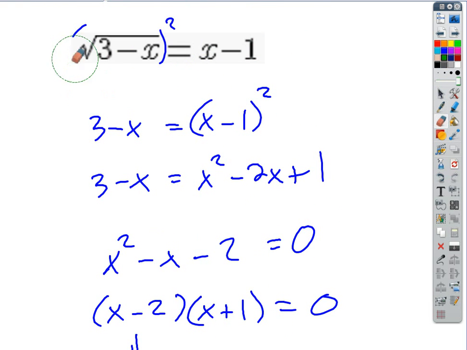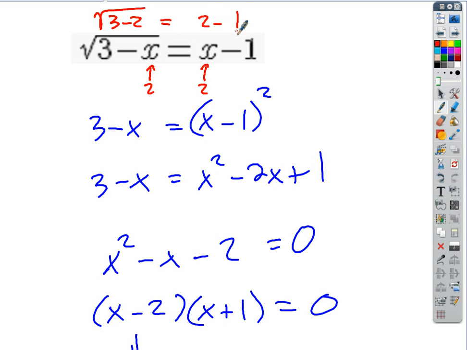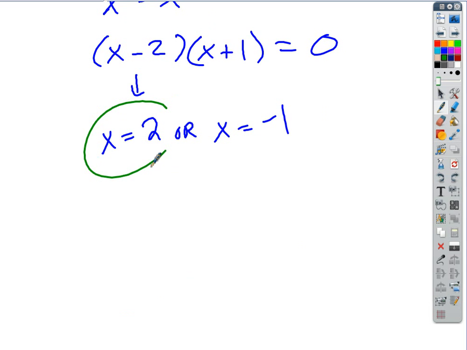So let's try and see what happens. If I put 2 in there, I get the square root of 3 minus 2 equals 2 minus 1. True or false? True. Isn't that just 1 equals 1? Right? So that one is true. So 2 works. Let's try -1.